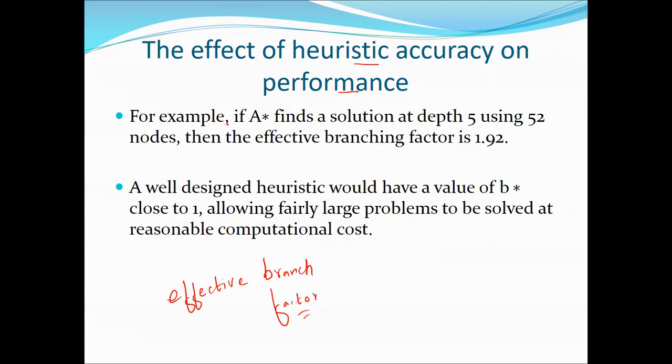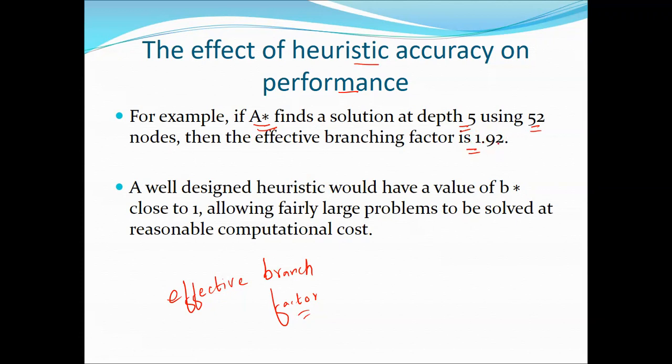Okay. So for example, assume that the A star algorithm finds a solution at depth 5. A star algorithm for a given problem, it can be 8 puzzle or whatever it may be, finds the solution at depth 5 and it has generated 52 nodes. Then its effective branching factor is 1.92. So why it is 1.92, you may ask.